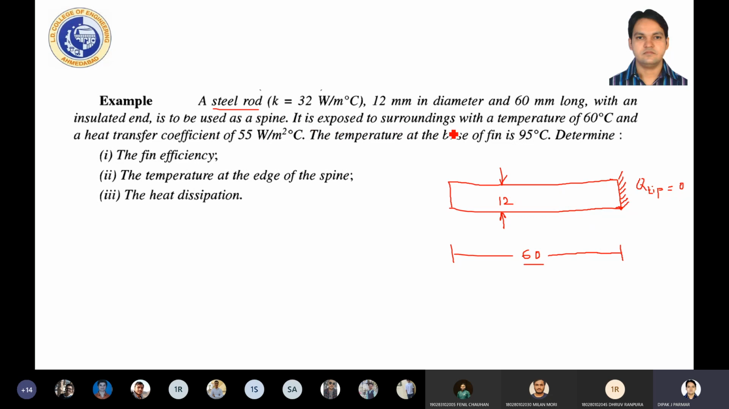It is exposed to surroundings with a temperature of 60 degrees Celsius and a heat transfer coefficient of 55. So the surrounding temperature is given as 60 degrees Celsius. The convective heat transfer coefficient is given, h equal to 55 watt per meter square Celsius, and the temperature at the base of the fin, means the base temperature of the fin, is 95 degrees Celsius.